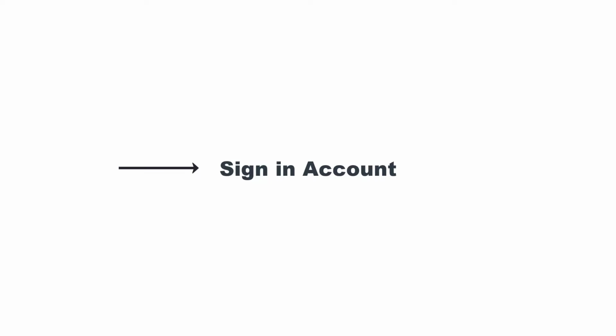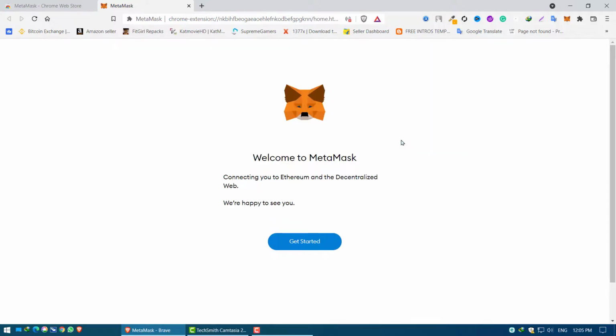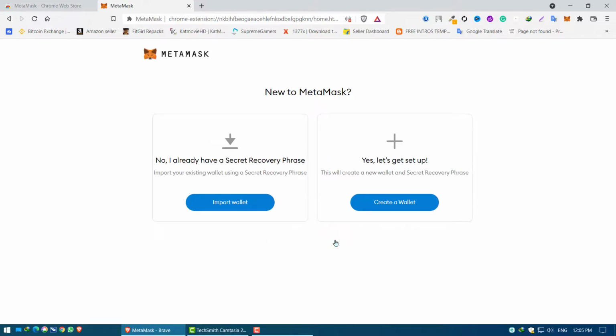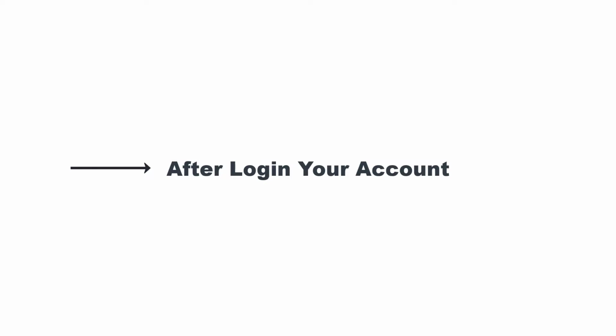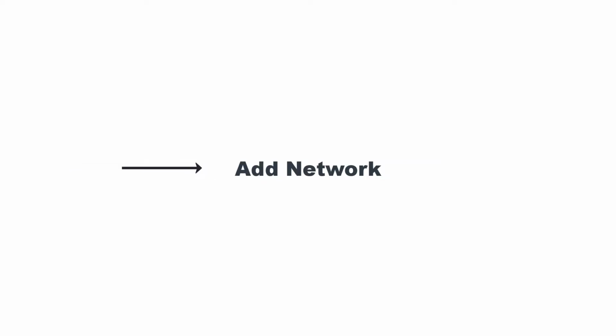Now, create a MetaMask account, if you don't have one, and save your recovery phrase key carefully. If you have an account, then import your wallet using your recovery key. After logging in to the MetaMask wallet, now we will add Binance Smart Chain.